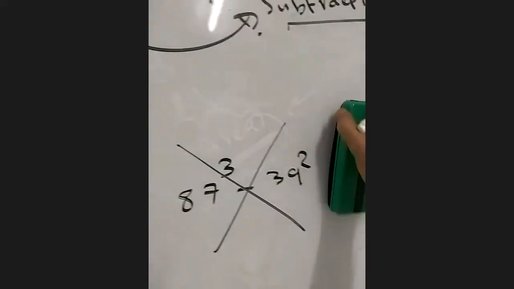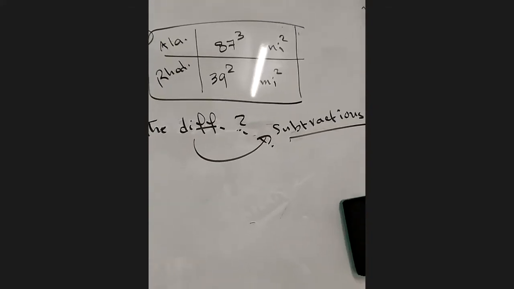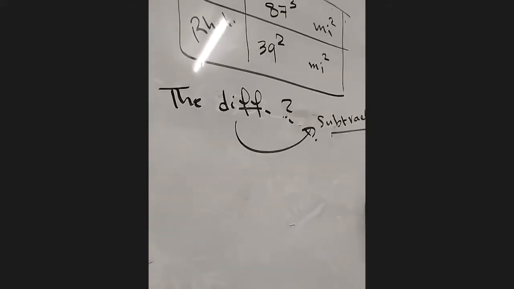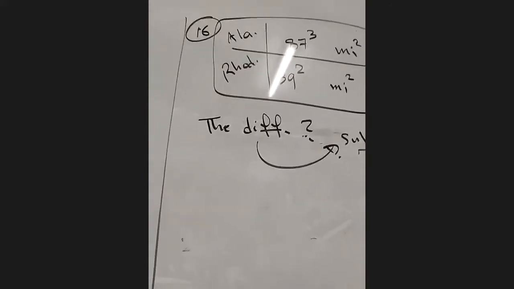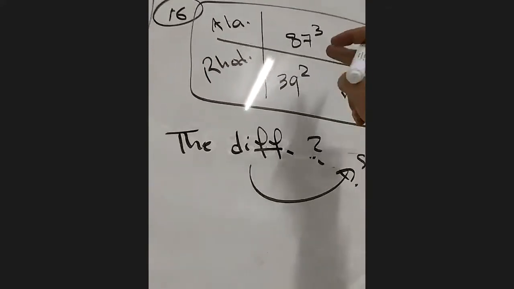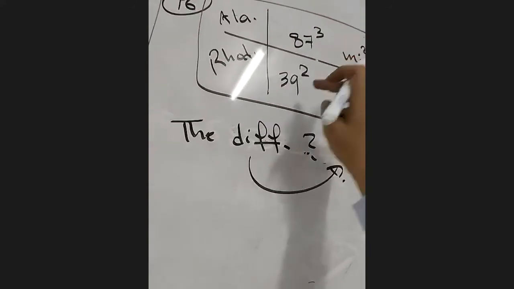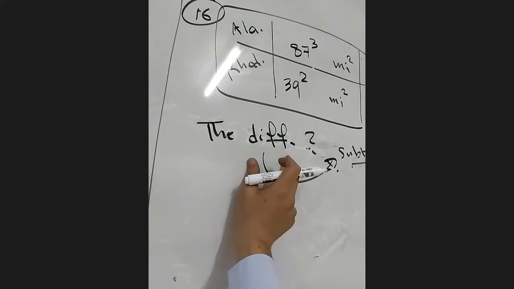So what we need to do to find the difference, yeah, Yusuf? To find the difference, we must subtract. Before we do the subtraction, what will we do? We will evaluate this and evaluate this. Exactly. Then we can find the subtraction between them.